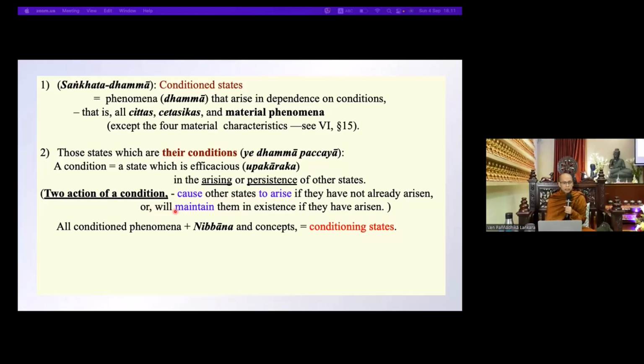So this is the difference between the two groups of states, conditional states and conditioning states.